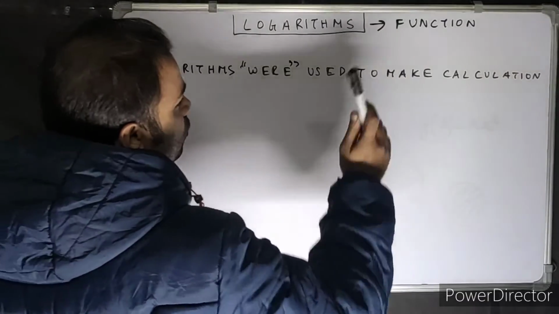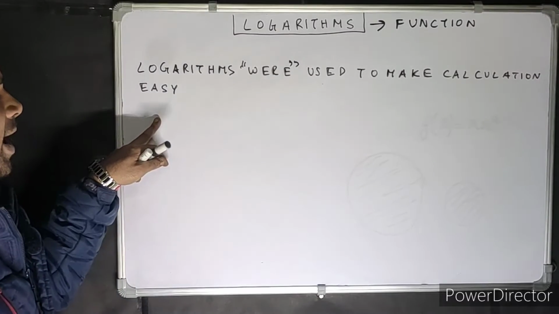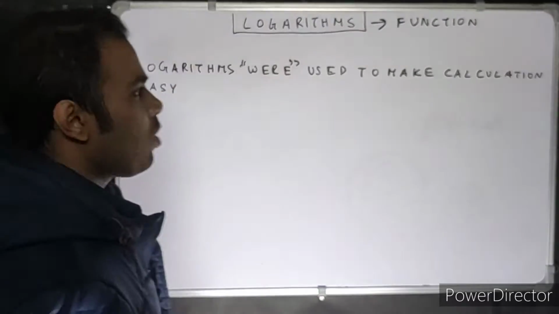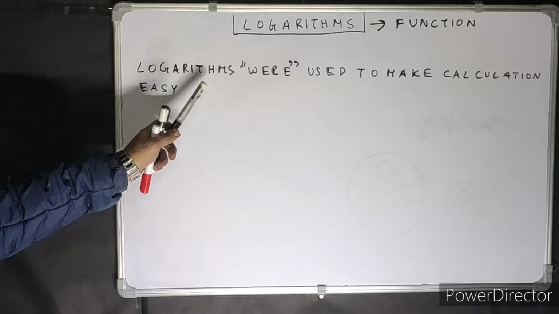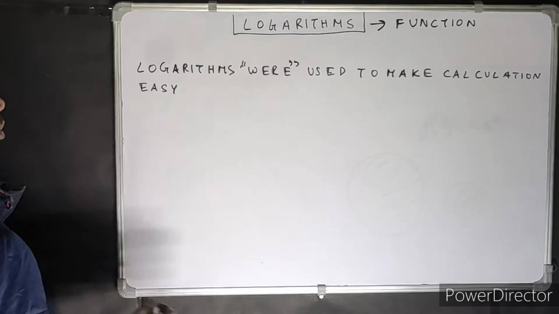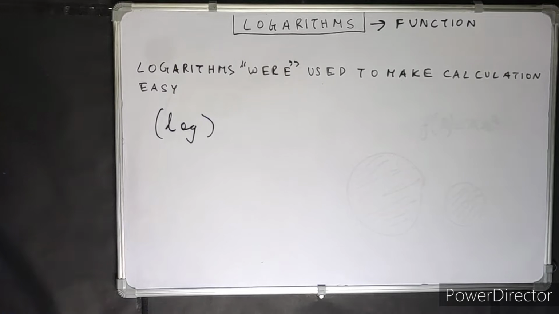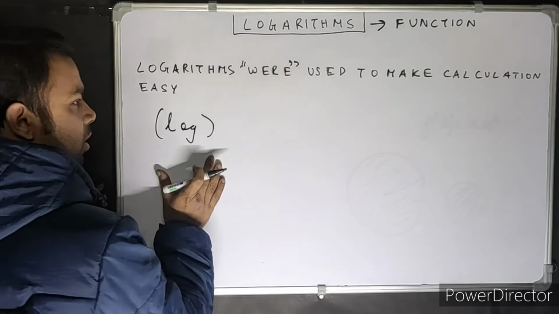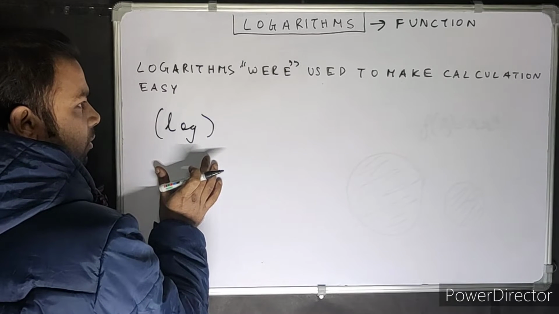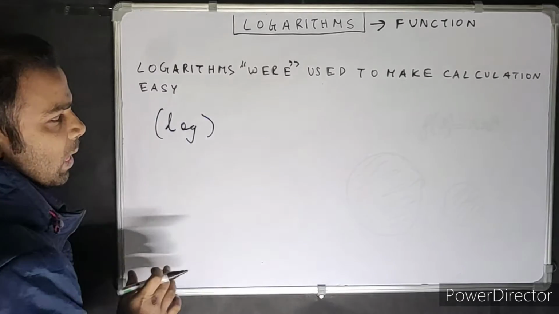Now logarithms were used to make calculations easy. That means that earlier there was no calculator, no computer, nothing. So they came up with this logarithm to make the calculation very easy. Now how do we write log? We write log like this. First you must have something in exponent form. Then only can you use the log.